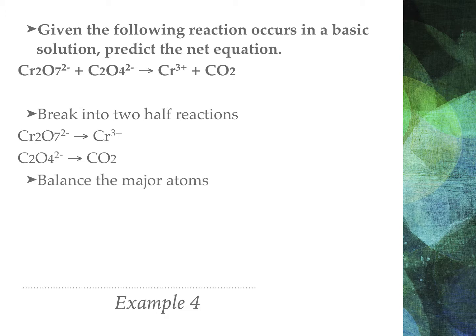We balance the major atoms, giving us 1 molecule of dichromate to 2 molecules of chromium ions. We also have 1 molecule of dicarbon tetraoxide to 2 molecules of carbon dioxide.